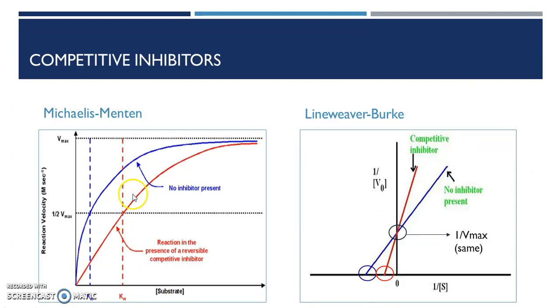This is the nature of the plot in the Michaelis-Menten form and in the Lineweaver-Burk plot. In case of competitive inhibition, the value of Vmax remains unchanged, but the value of Km changes; actually, the plot shows 1 by Km. So we can ultimately interpret in terms of Km, that Km is increased. So the substrate affinity towards the enzyme is reduced.